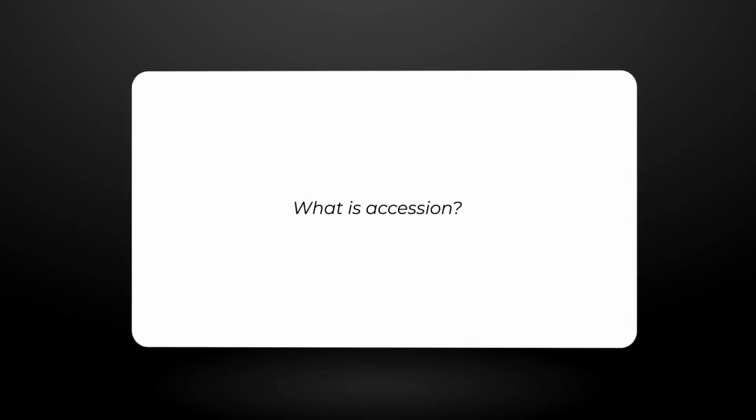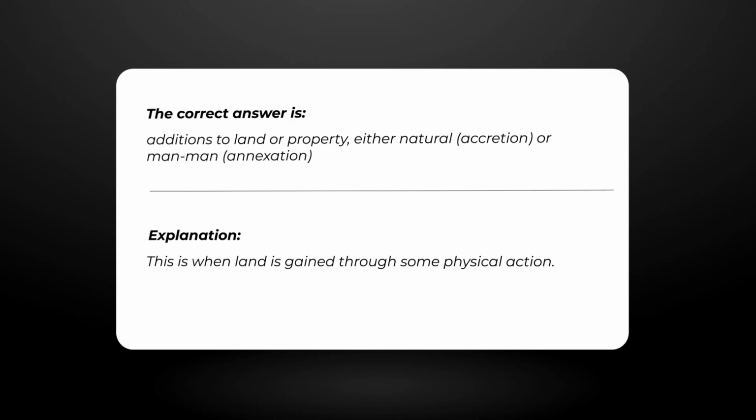What is accession? The correct answer is additions to land or property, either natural accretion or man-made annexation. Explanation. This is when land is gained through some physical action.